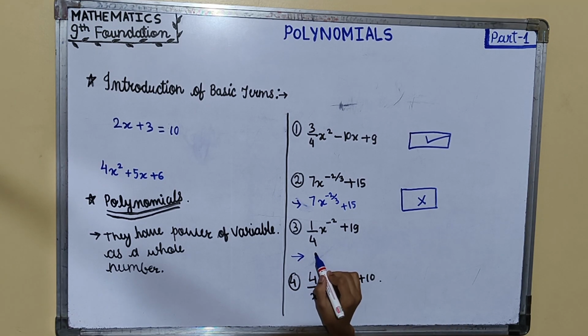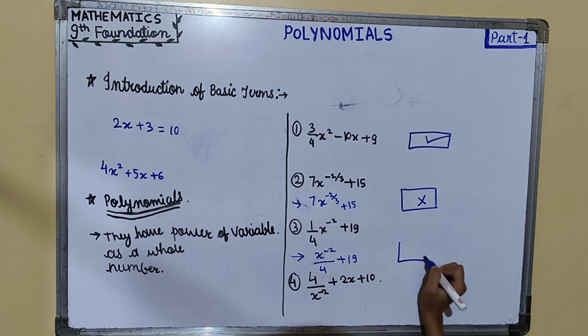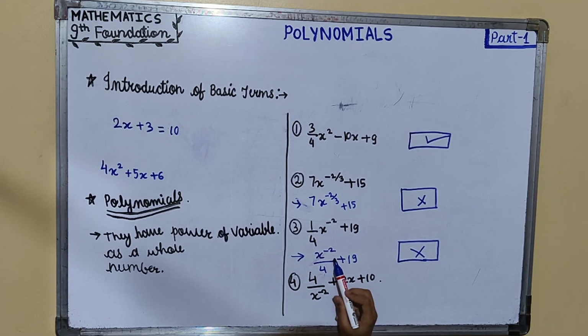This is x raised to minus 2 by 4 plus 19. As this is in multiplication, so we can write it as x raised to minus 2 by 4 plus 19. Over here, this is also not a polynomial, and the reason is that the power of variable is not a whole number, it is a negative power.